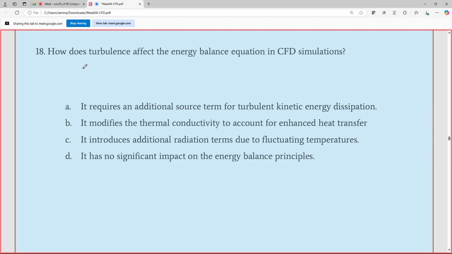How does turbulence affect the energy balance equation in CFD simulations? Question is on turbulence on energy balance equations. Options are: A, it requires an additional source term for turbulent kinetic energy dissipation. Option B, it modifies the thermal conductivity to account for enhanced heat transfer. Option C, it introduces an additional radiation term due to fluctuating temperatures. Option D, it has no significant impact on energy balance principles. You can inbox your answers.